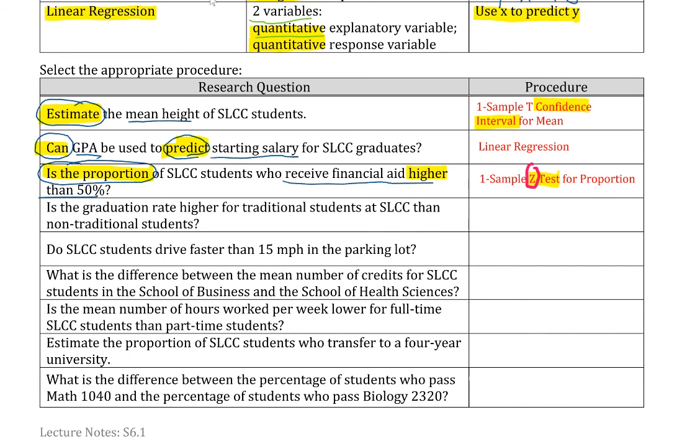Let's look at our next research question. Is the graduation rate higher for traditional students at SLCC than non-traditional students? Notice that we're being asked a question: is the graduation rate higher? We're being asked to test a claim about two different proportions, traditional students versus non-traditional students. And because we're asked to test a claim about two different proportions, we'll look at a two-sample z-test for the difference of proportions.